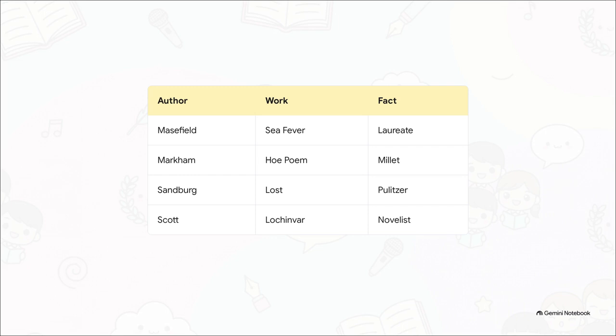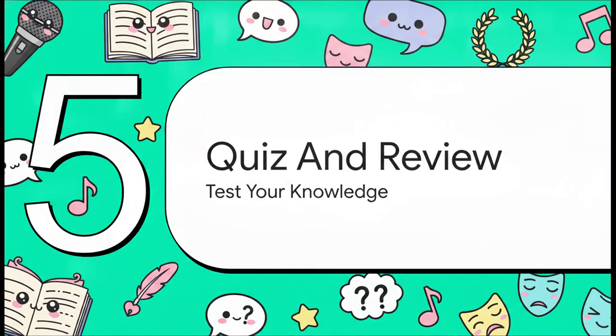Then we have Carl Sandburg. He's the Pulitzer Prize winner who fought in the Spanish-American War and wrote the poem Lost. And finally, Sir Walter Scott, author of Lochinvar and literally the inventor of the historical novel. Definitely lock these details in. And that brings us to Section 5, Interactive Quiz and Review. Let's see what you remember.